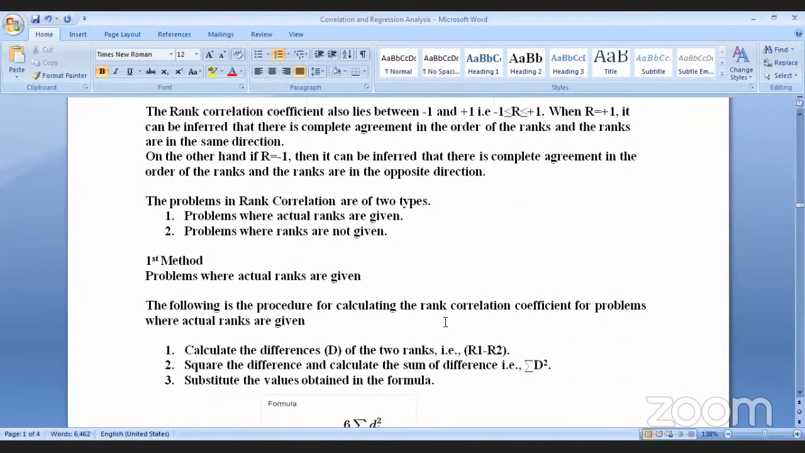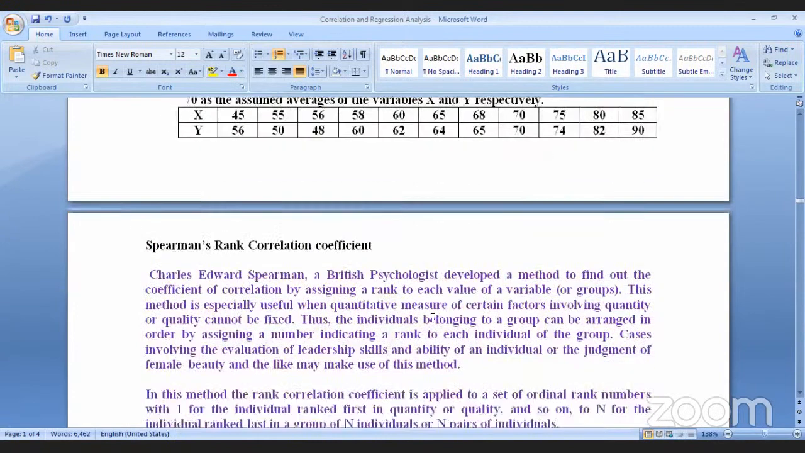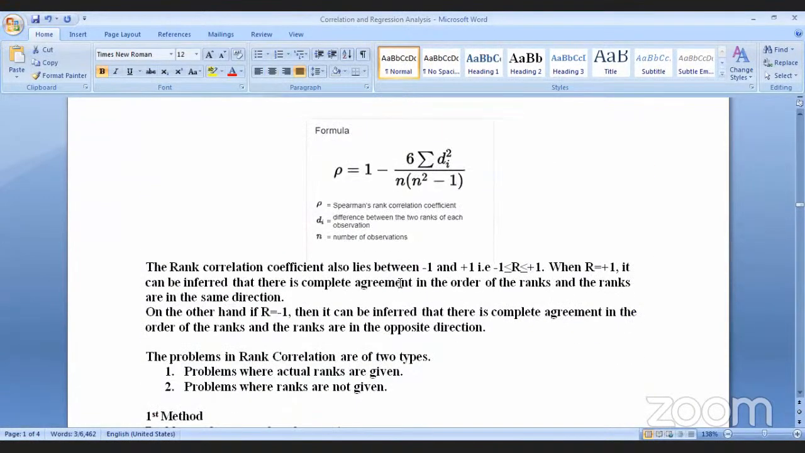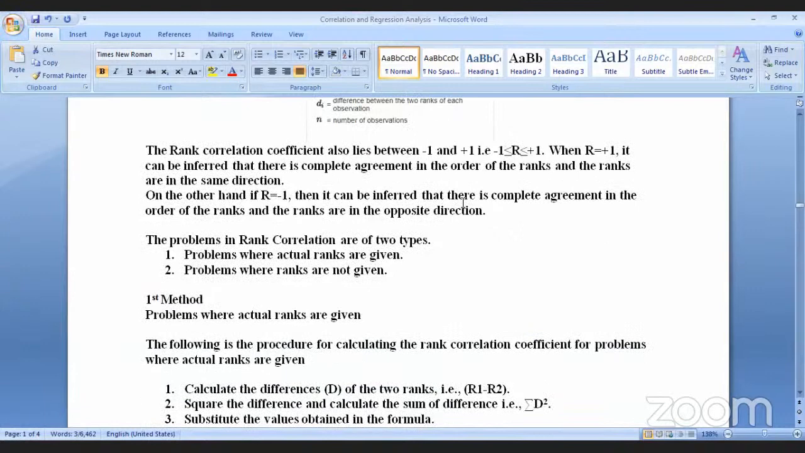So for rank correlation, I will show a small overview. This is the Spearman rank correlation coefficient, also one of the important topics. It was developed by Charles Edward Spearman, a British psychologist. The formula is 1 minus 6 sigma d square divided by n into n square minus 1.